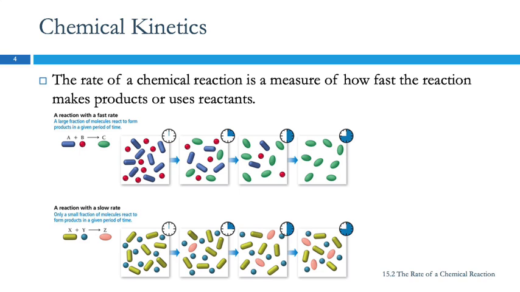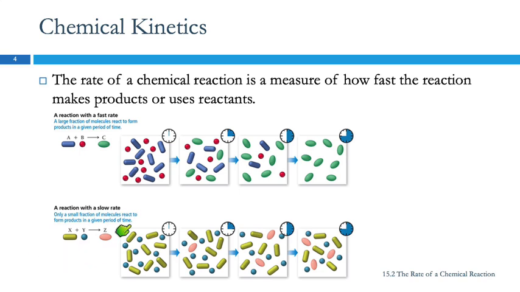So here we have a visual comparison of a reaction with a fast rate and one with a slow rate. And we have little clocks here to indicate the amount of time. So here we're starting with our reactants A and B, and there is no C present. And as time goes on, we see that within this time period, all of the reactants have disappeared and we've made the products.